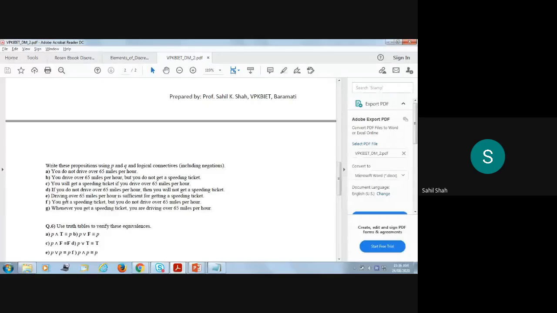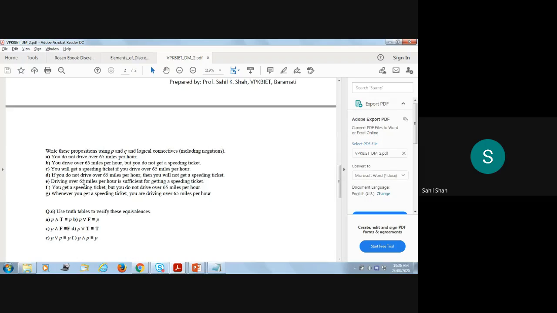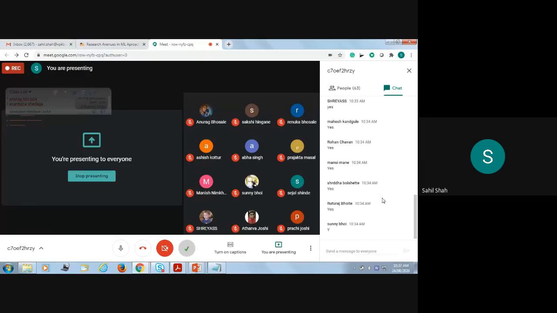Driving over 65 miles per hour is sufficient for getting a speeding ticket. So what will be its symbolic notation? First of all, let us check what is P and what is Q. P is given as you drive over 65 miles per hour. Q is given as you get a speeding ticket. It is mentioned that driving over 65 miles per hour is sufficient for, so this is P, for getting a speeding ticket. So how would you write this? You would write P conditional Q only, nothing else. The answer of E will be P conditional Q. Do you have any doubt on E?